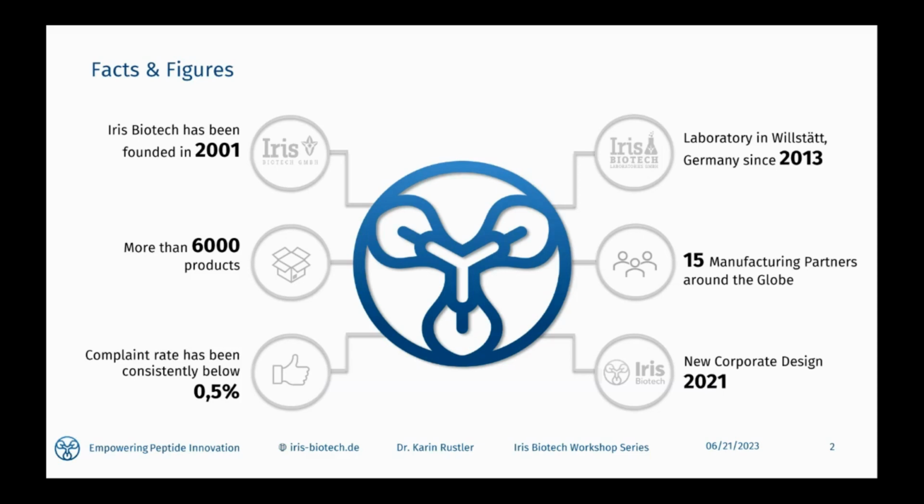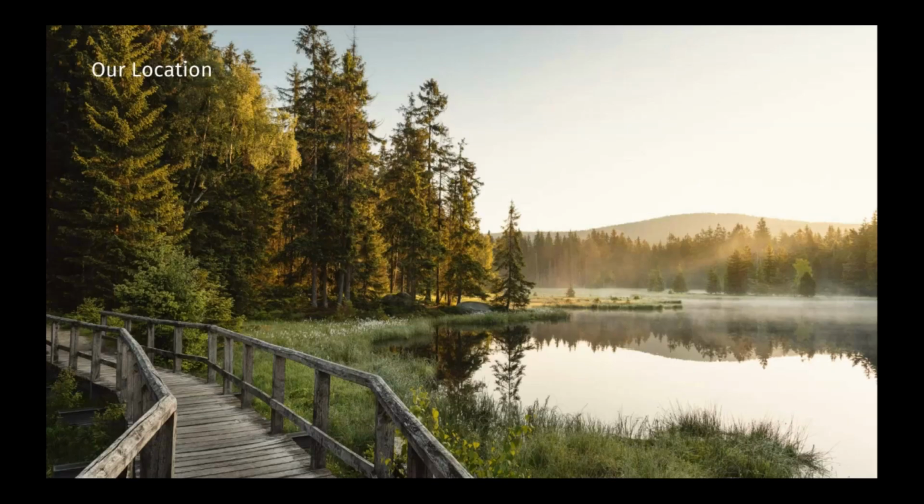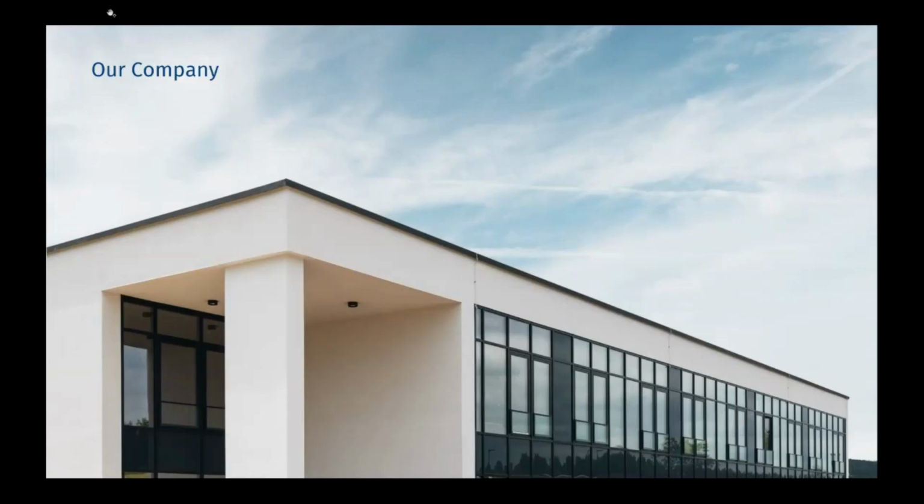Our portfolio comprises more than 6,000 different products. To realize this, we are working together with around 15 manufacturing partners around the globe, which we select very carefully. Having only qualified partners on board allows us to realize a complaint rate consistently below 0.5%. To give you not only facts and figures, I also want to show you the beautiful landscape we are surrounded by, as well as a picture of our company building in Marktredwitz.